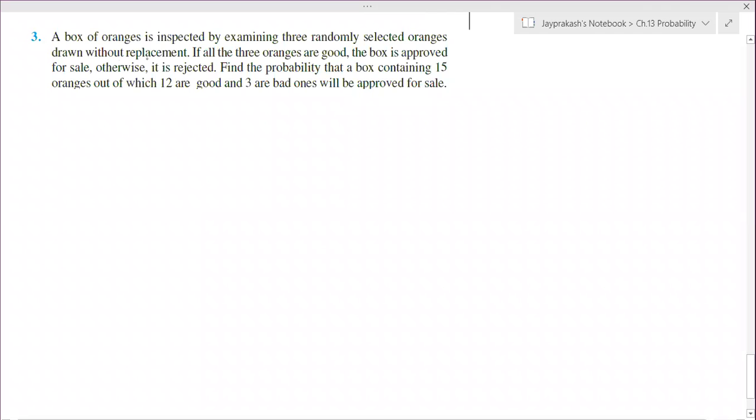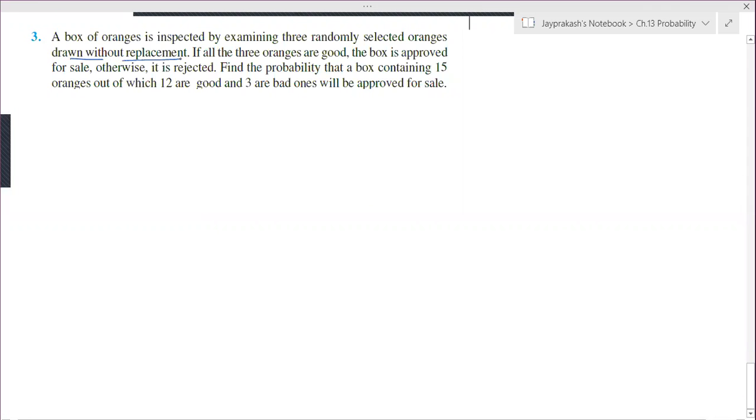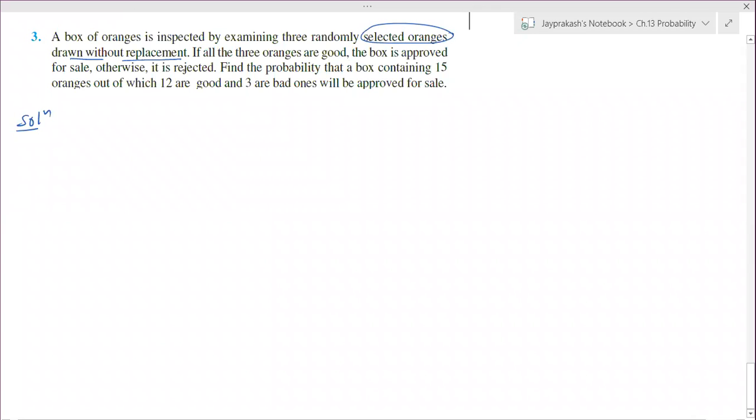Now in question number three, again it is without replacement, so again it is an independent event. We are given that all three oranges must be good for the box to be selected for sale, otherwise it is rejected. If the oranges are good, then we will select the box. So find the probability that the box contains 15 oranges, of which 12 are good and 3 are bad.